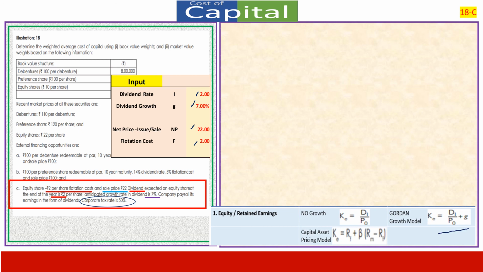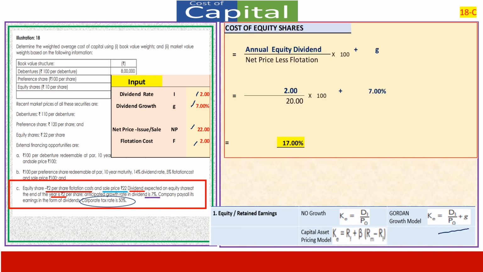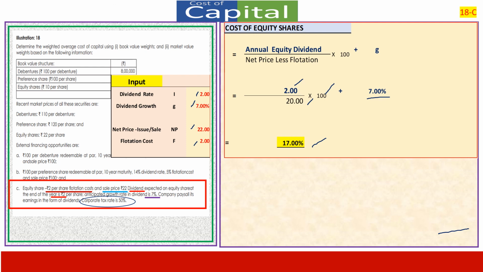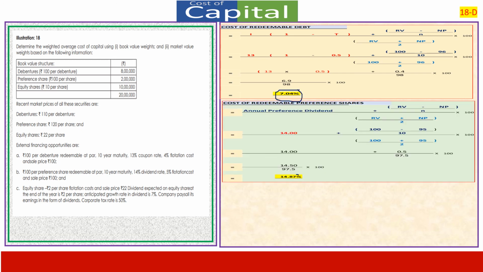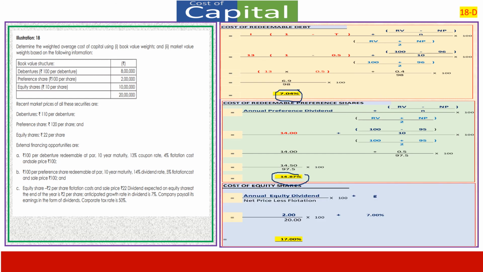Now we apply this formula. Annual dividend 2, net price less flotation 22 minus 2 is 20 into 100, plus G is 7%, 2 divided by 20 into 100 is 10, 10 plus 7 is 17. Equity shares valuation is simple and straight, it is 17%. Thus we have seen now our debt is at 7.4%, preference is at 14.87, and equity shares at 17%.